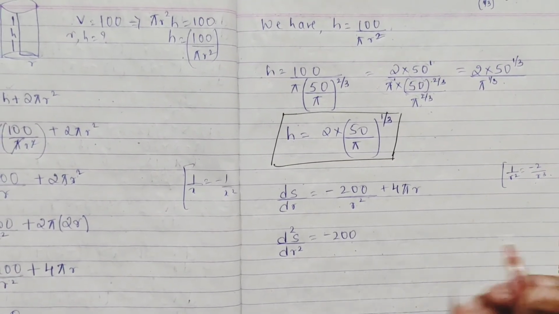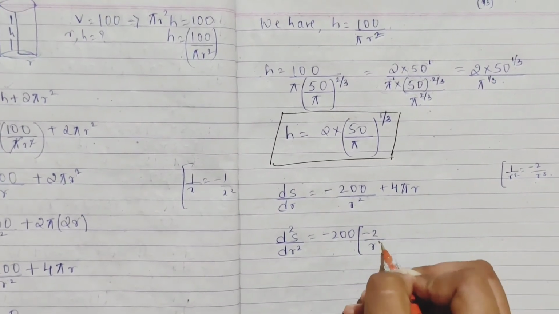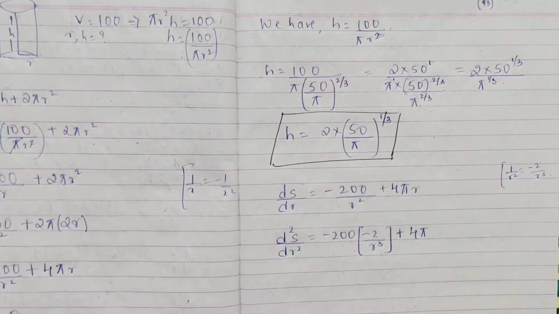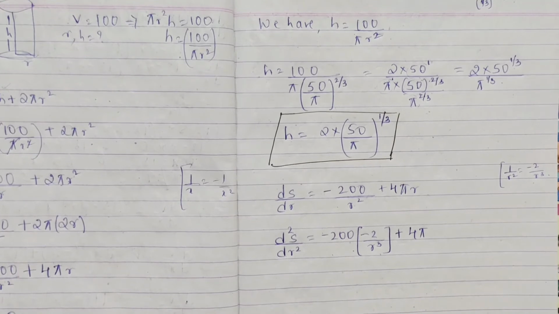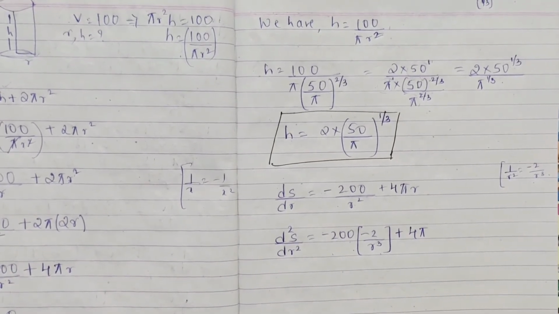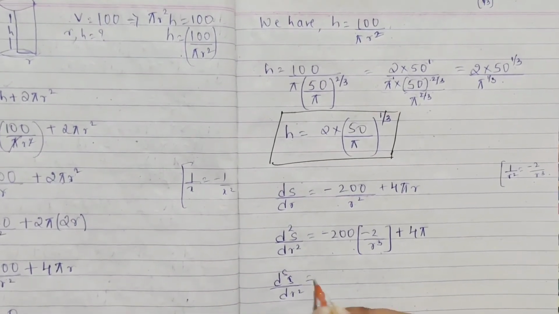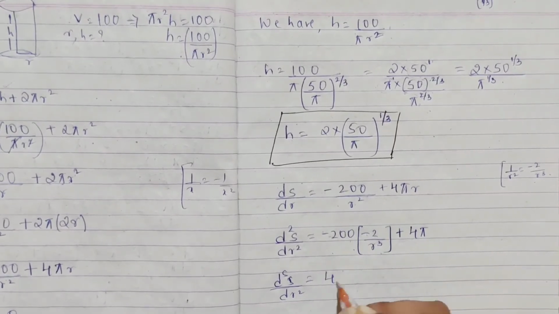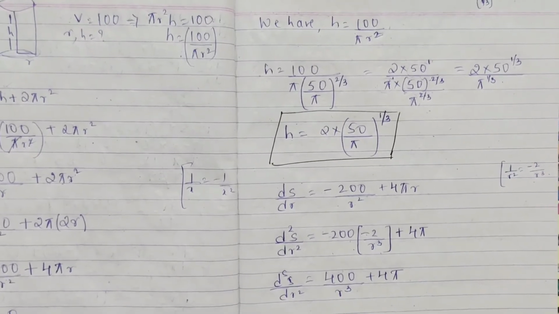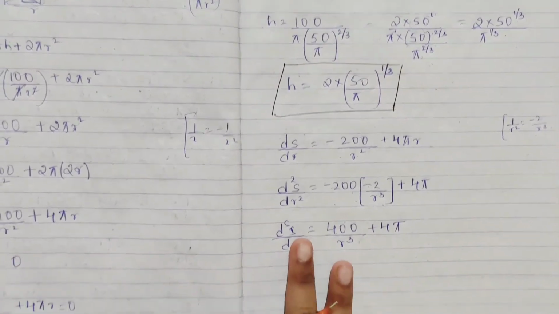Minus 2 by r cube. So this will be minus 2 by r cube, plus again 4 pi, differentiation of r is 1. Your differentiation of r is 1. Next, minus into minus is plus, 2 into 200 is 400 by r cube plus 4 pi. Yes, see, after coming here like this, we can't tell directly, so we have to substitute our r value.